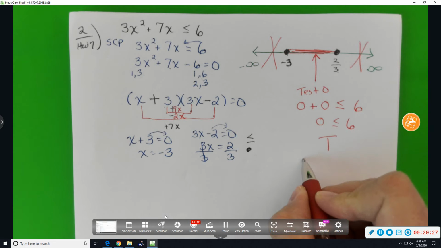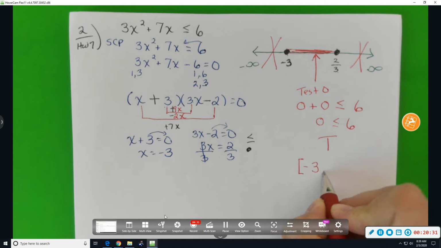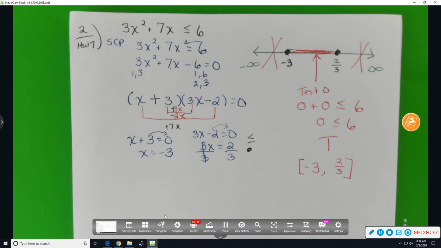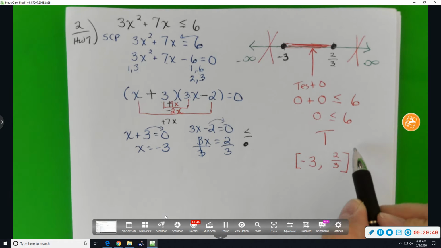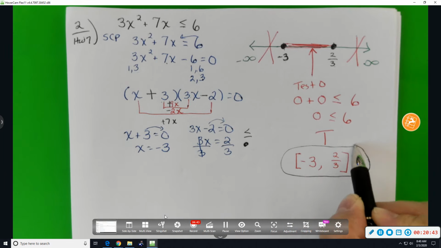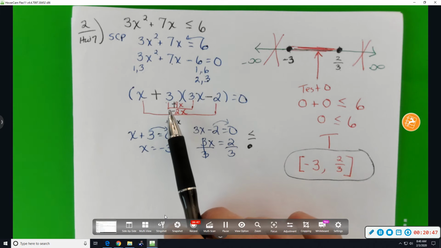Write your final answer in interval notation: -3, 2/3. Been doing this so long, but something stands out in my mind. The time the student said that when factoring, I was just making it work out. Yes, that's a brilliant statement.